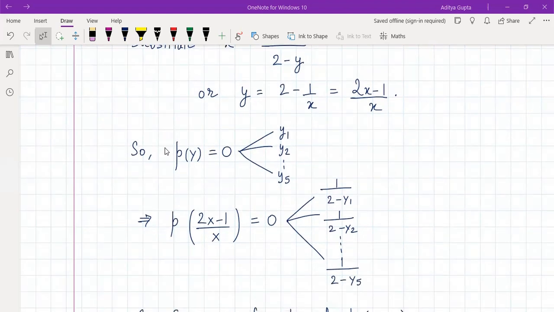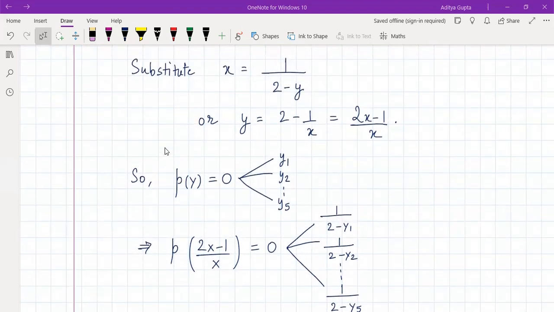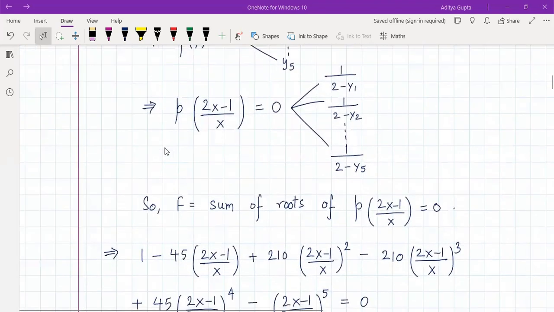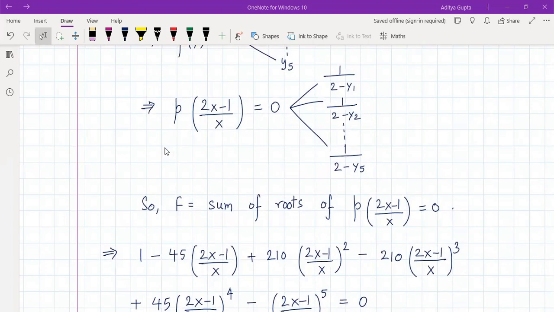And y value obviously comes out to be 2x minus 1 upon x, because if I substitute x equal to 1 upon 2 minus y, that implies y is equal to 2 minus 1 upon x, which equals 2x minus 1 upon x. So that's the value of y that I have substituted in terms of x, and that equation in x will have the roots 1 upon 2 minus y1, 1 upon 2 minus y2, up till 1 upon 2 minus y5. So that's the way this procedure we have done.